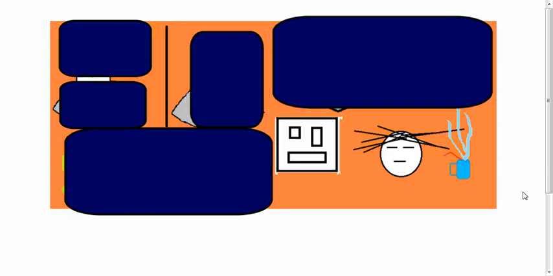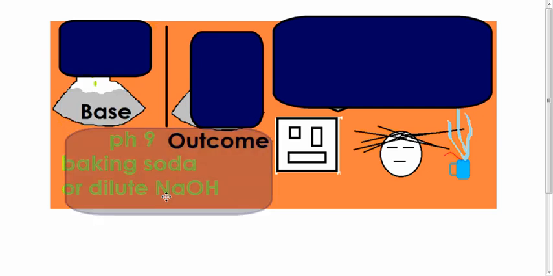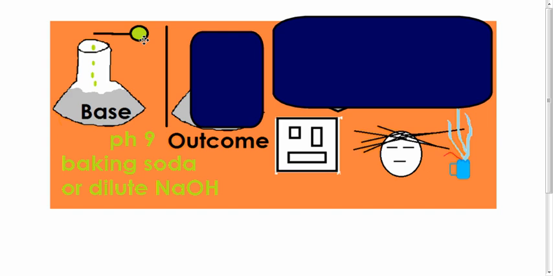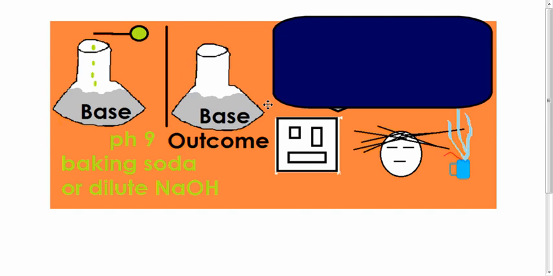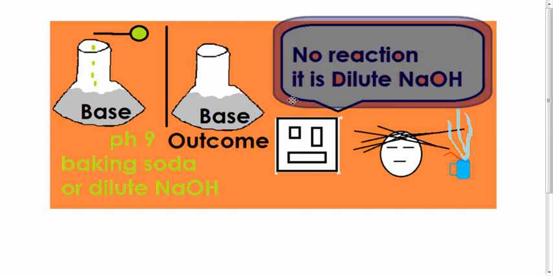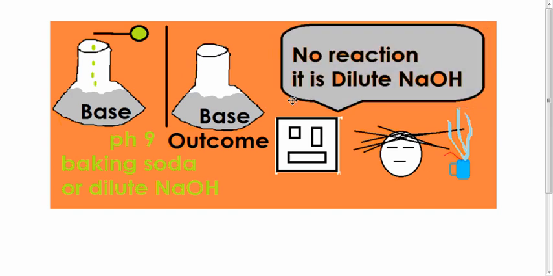This is what it would look like in lab. You've got this base that you don't know what it is. It's got a pH of 9, and you have these two ideas of what it could be. So you add a couple drops of another solution to it, and nothing happens. Therefore, you're able to determine that it's dilute NaOH because of a lack of a reaction.